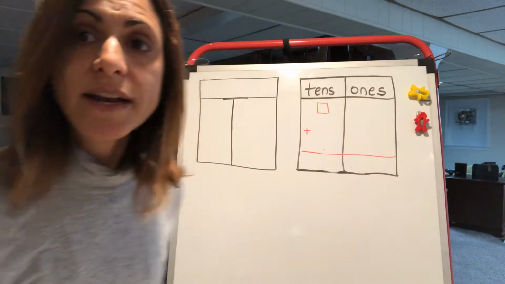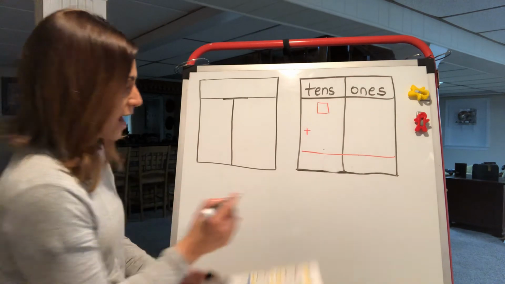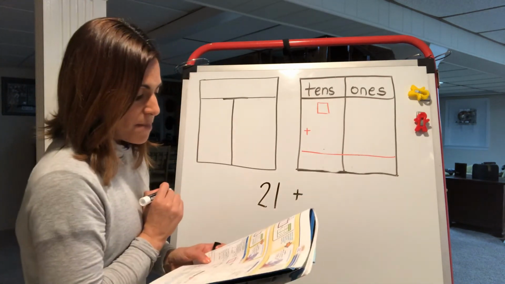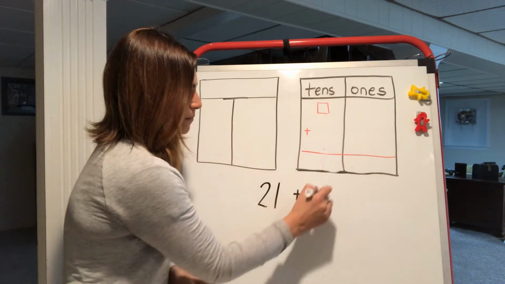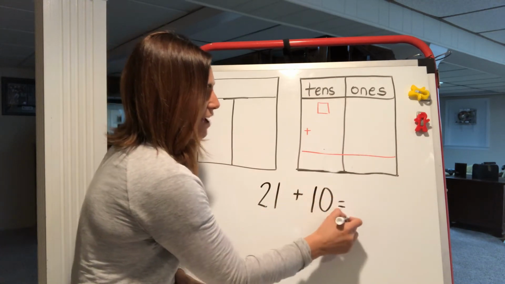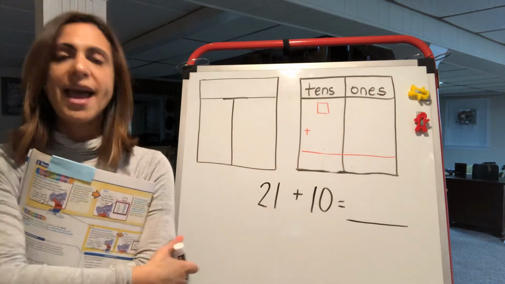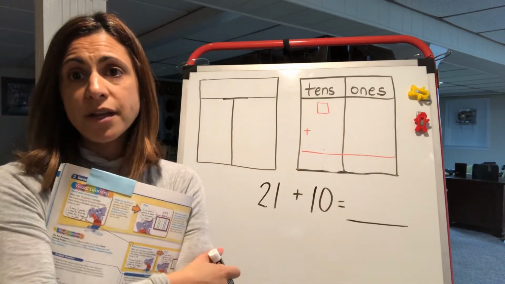Okay, I'm going to get you started and then you're going to work it out. So George had 21 apples in a bowl. He buys 10 more apples at the store. How many does he have in all? Okay, take a couple seconds, work it out. Hit pause on the video if you need some more time.